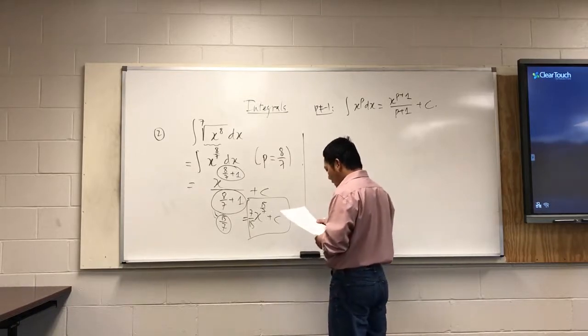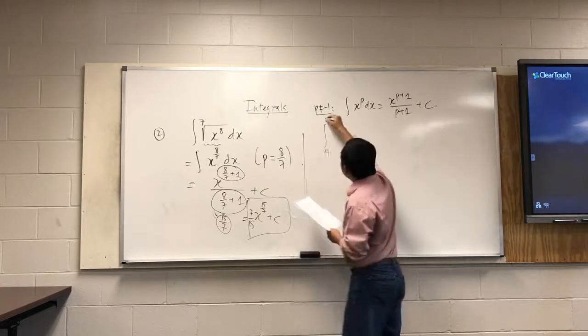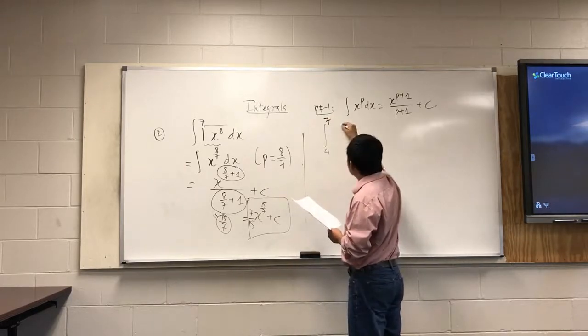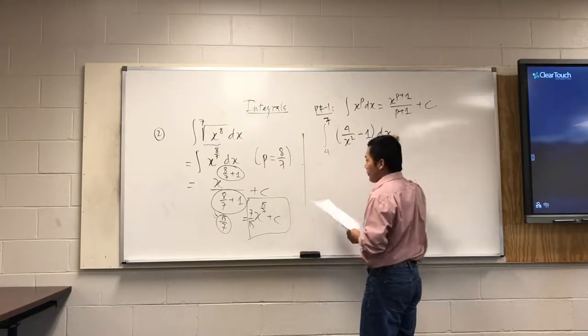Next question, evaluate the definite integral from 4 to 7 of 4 over x squared minus 1 dx.